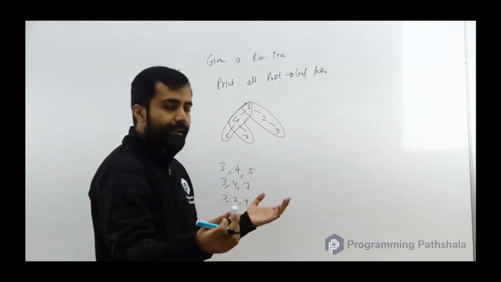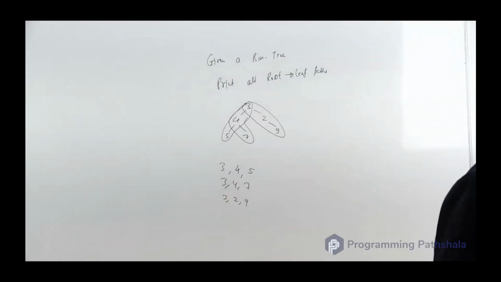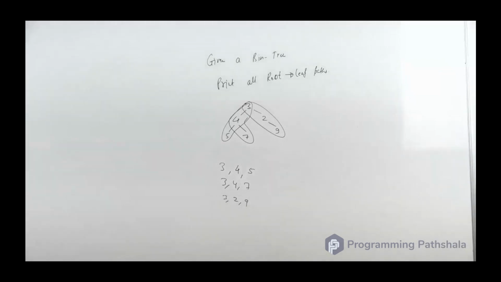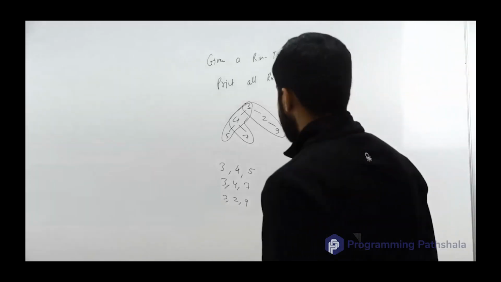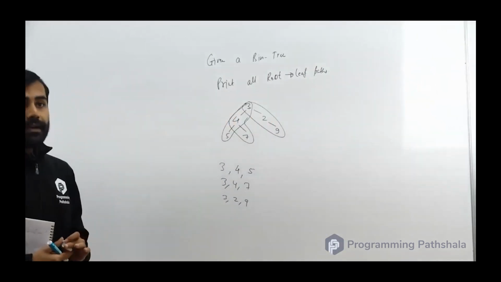So similarly, there can be multiple root to leaf paths. I want you to write a code which prints this data, which you can see right now on the board. This is a problem which you can easily solve using recursion again. So let's look at the board now, everyone.